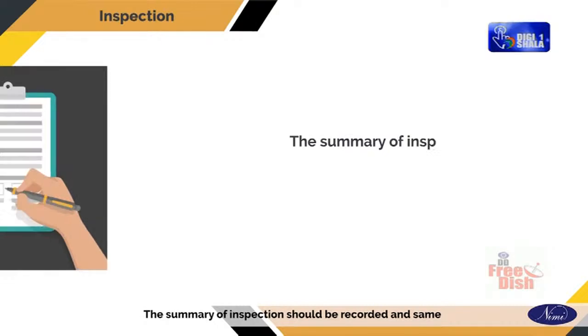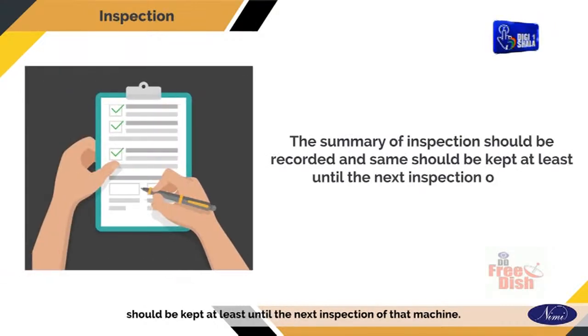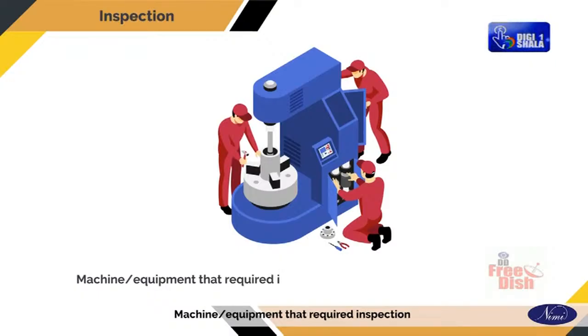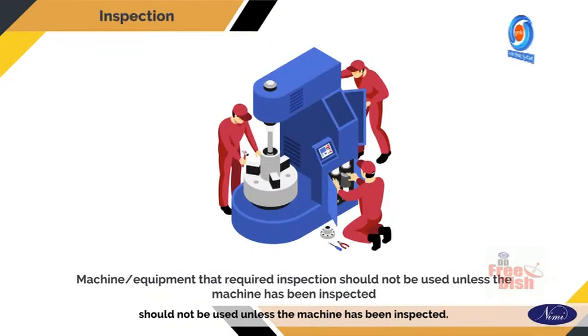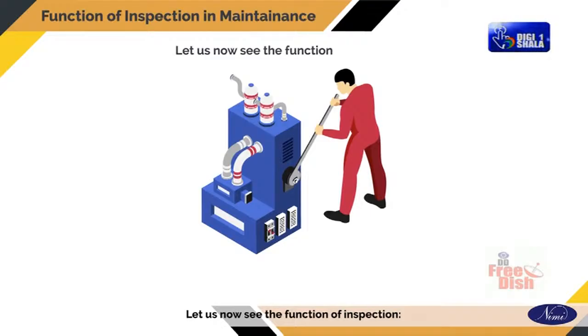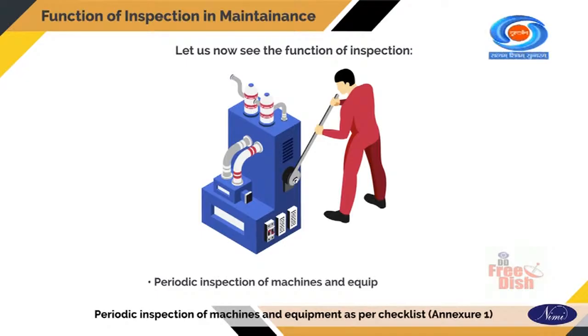The summary of inspection should be recorded and same should be kept at least until the next inspection of that machine. Machine or equipment that required inspection should not be used unless the machine has been inspected. Let us now see the function of inspection. Periodic inspection of machines and equipment as per checklist, Annexure 1.